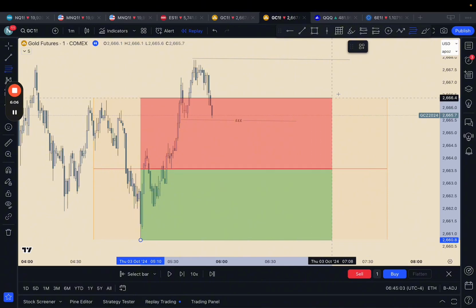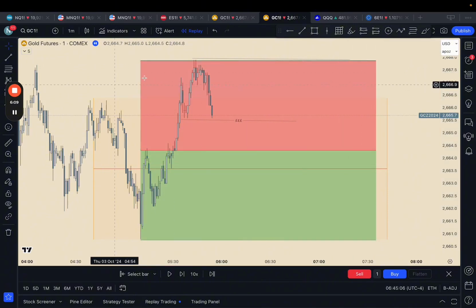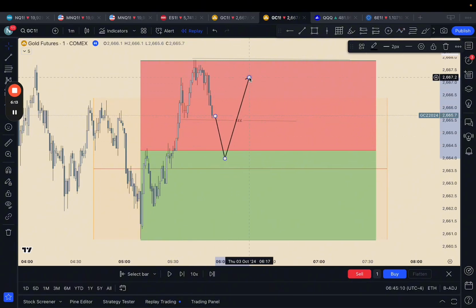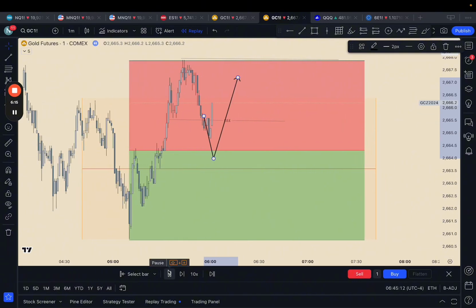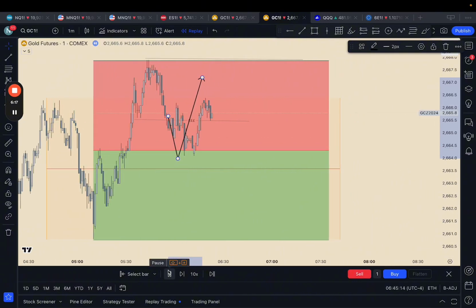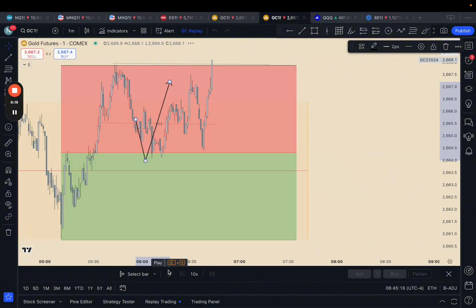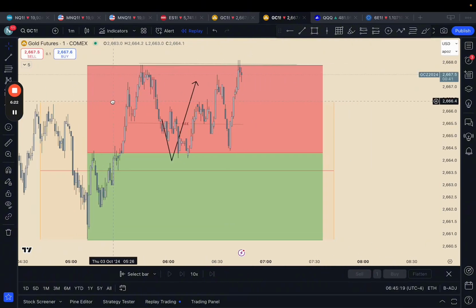Where is discount? Discount is in this green. So I'd wait for price to sweep this, touch into discount, and then continue higher. We'll play that out. Right, look at that. That's literally where we are live in price now. Is that luck? Is that random?